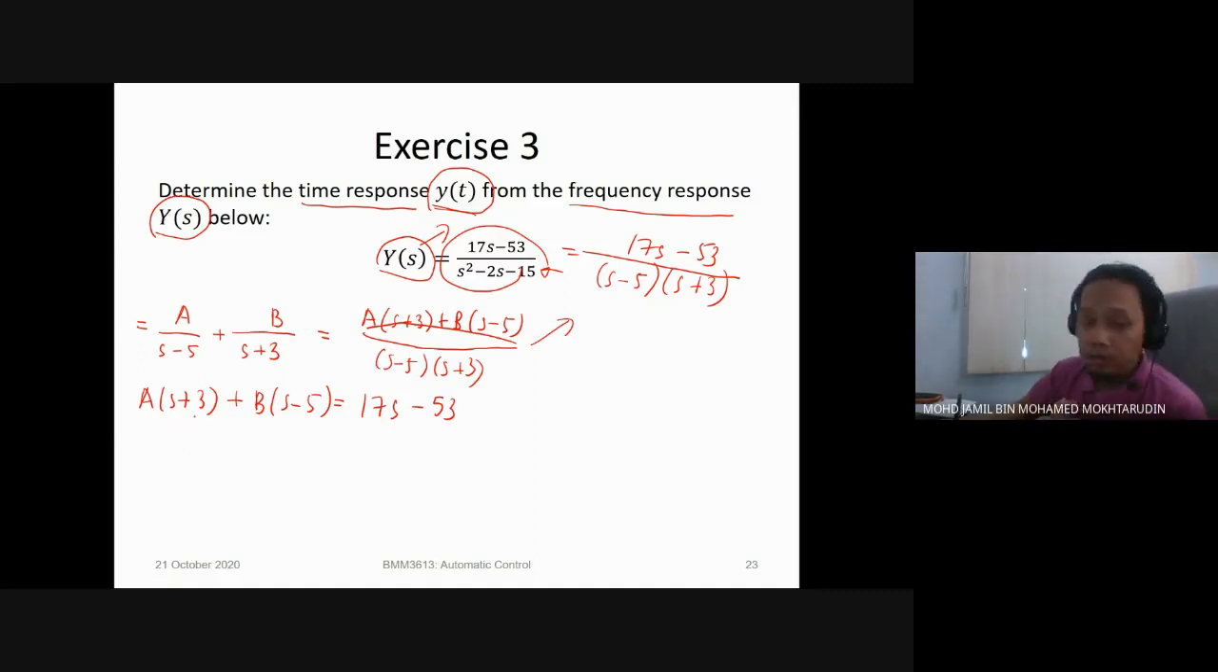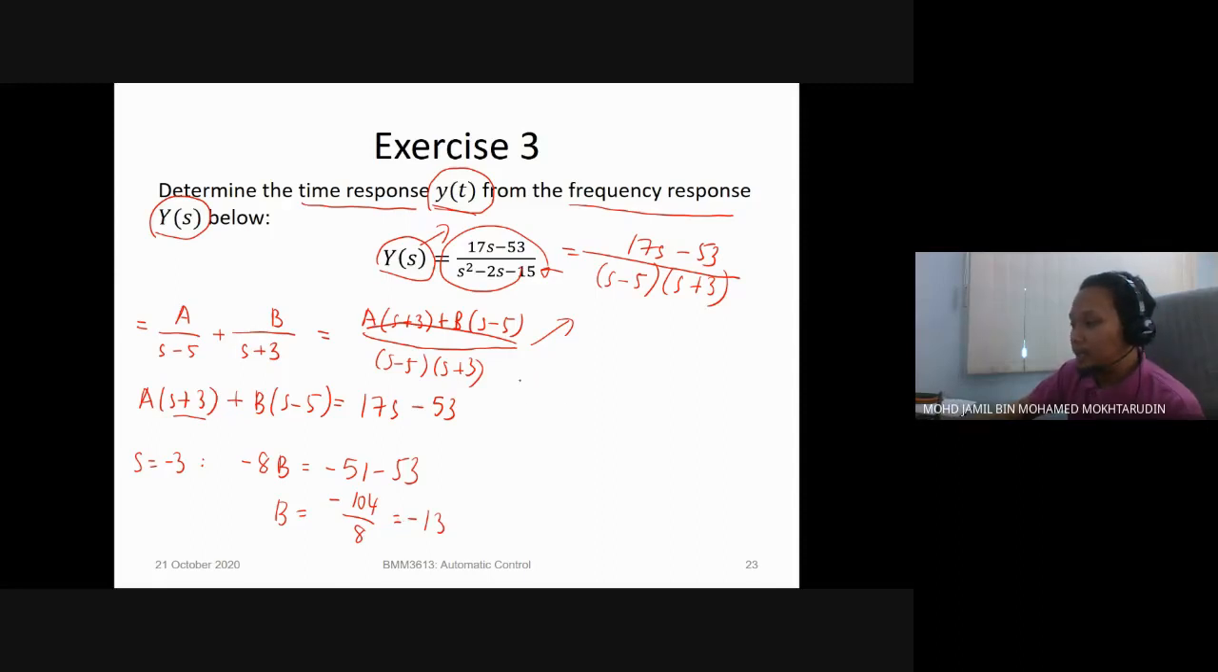So we look at the root of this equation. The first root is minus 3. So take s equals minus 3. So you get minus 8b equals minus 51 minus 53. So you get b equals minus 104 over 8, minus 13. Check again, okay? I don't have a calculator.